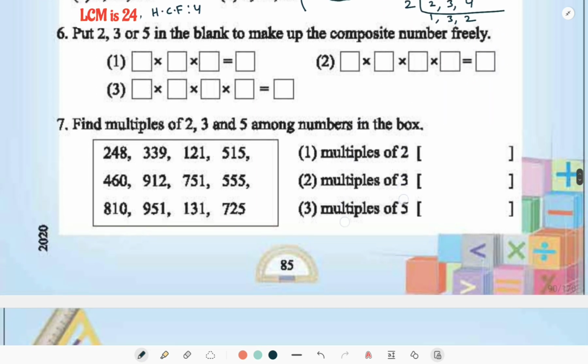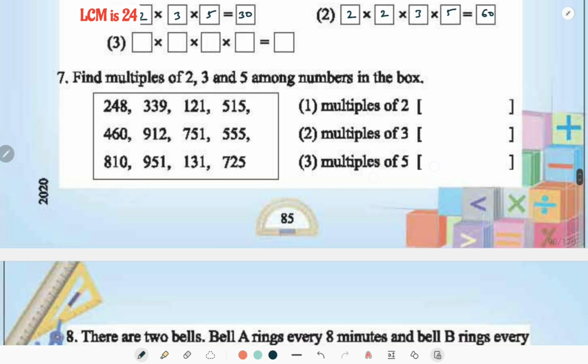Okay, now we need to put 2, 3 or 5 in the blanks to make up composite numbers. I will write first 2, 3, 5 only, then 6, 5 is 30. Okay, now 2, 2, 3, 5, 4, 5 is 20, 2 3 is 60. Okay, similarly you can write for the third.